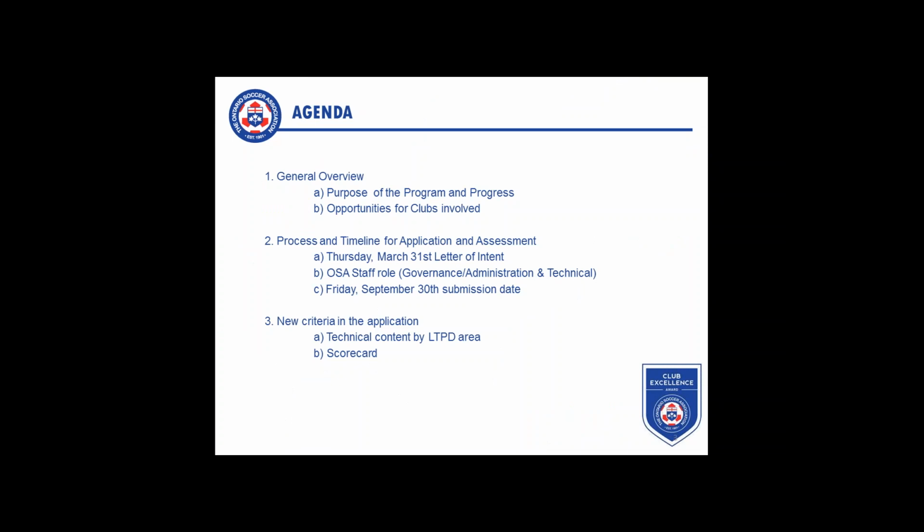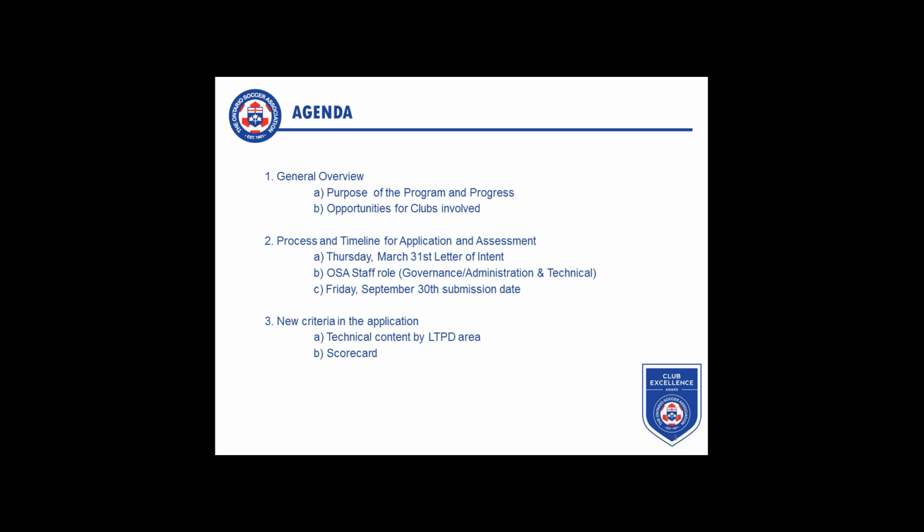Next, we have the agenda for tonight. We'll start off with a general overview, which includes the purpose of the Club Excellence program and its progression since it started in 2007. We will look at the opportunities for the clubs involved. We'll then talk about the process and timeline for the application and assessment, which is a little bit different from previous years. First is the letter of intent, which is due on March 31st, and we'll talk about what that looks like and how you submit that.